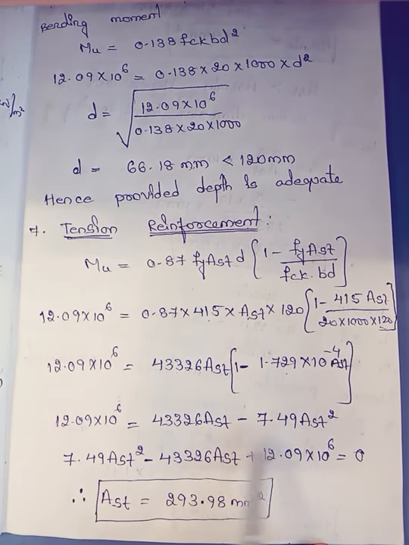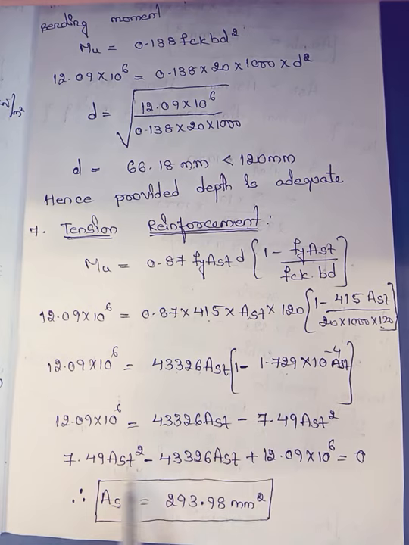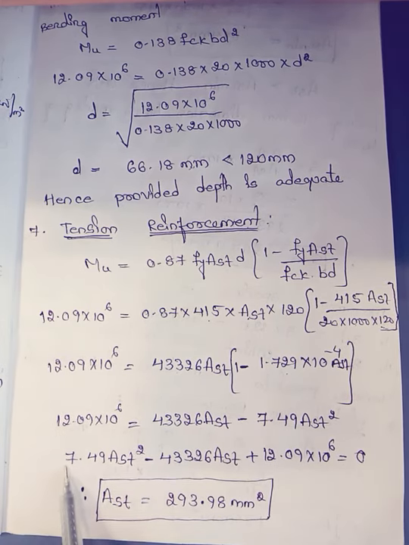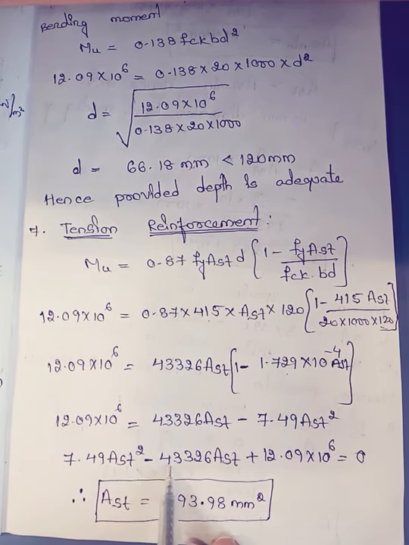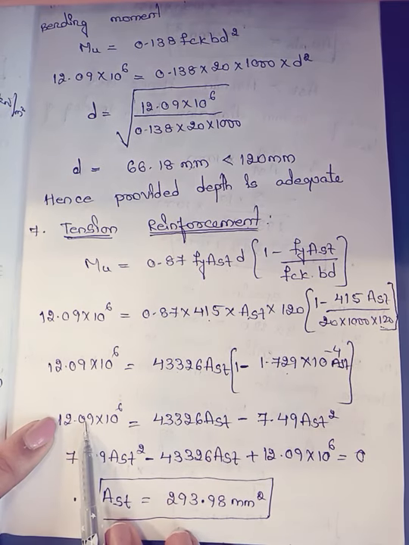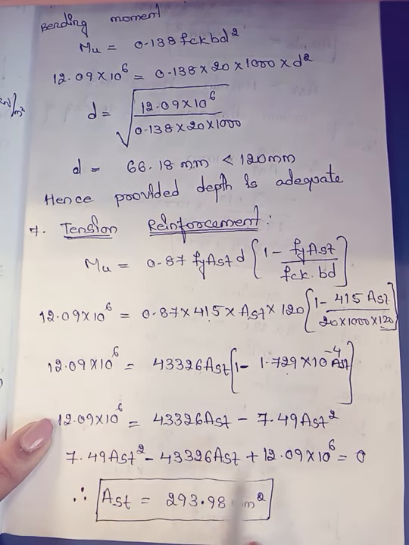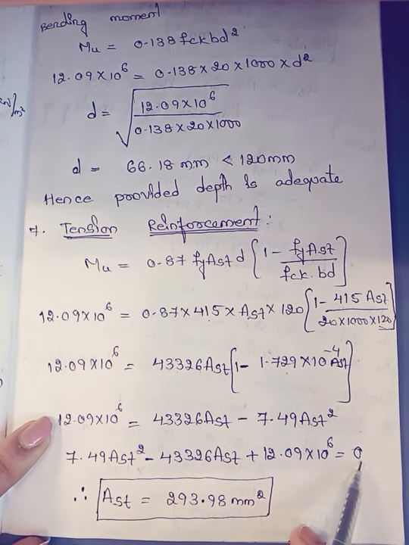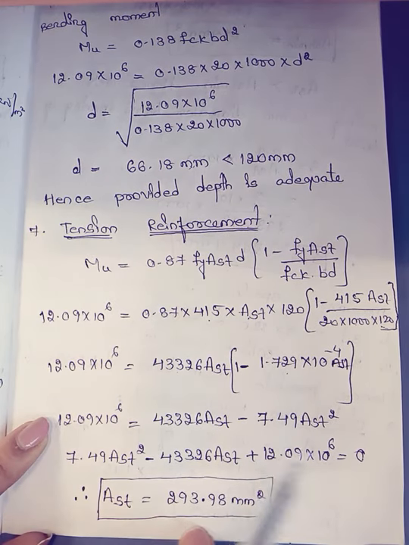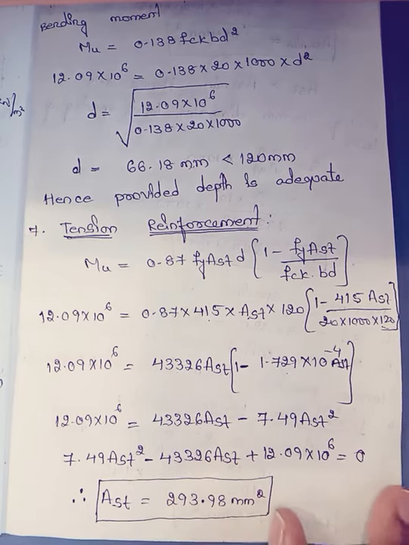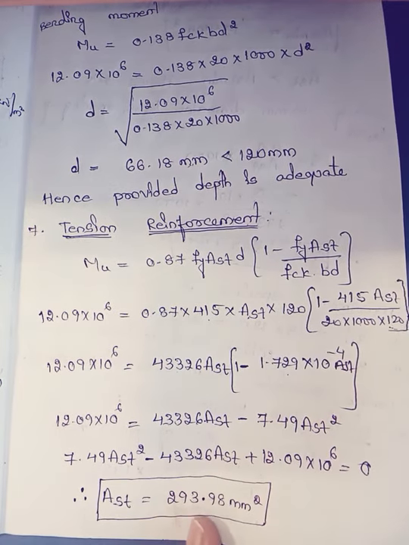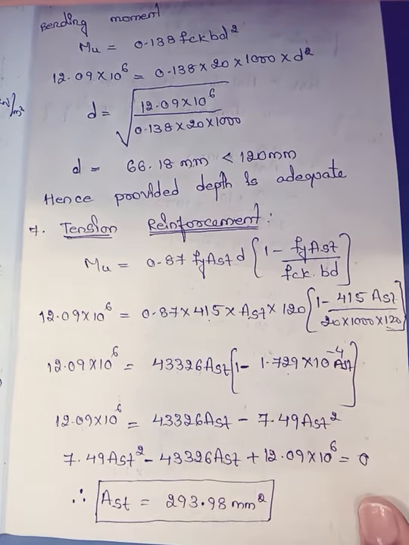So bring these two values to this side. So 7.49 Ast square, here minus will become plus here. So it is plus; it will become minus when we are moving it to the LHS. So minus 43326 Ast plus, this will be here only, 12.09 into 10 power 6, and equate it to 0. So calculate Ast using the calculator. You will be getting 293.98 mm square.